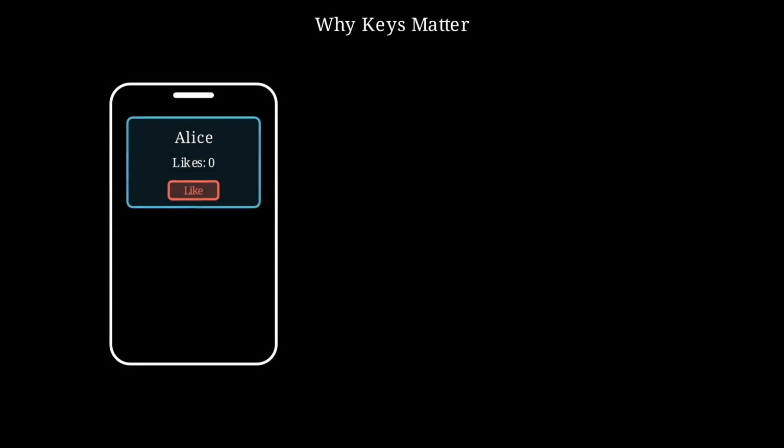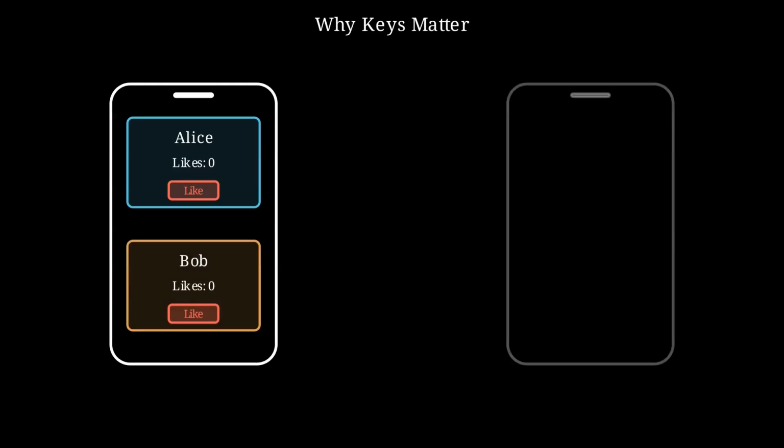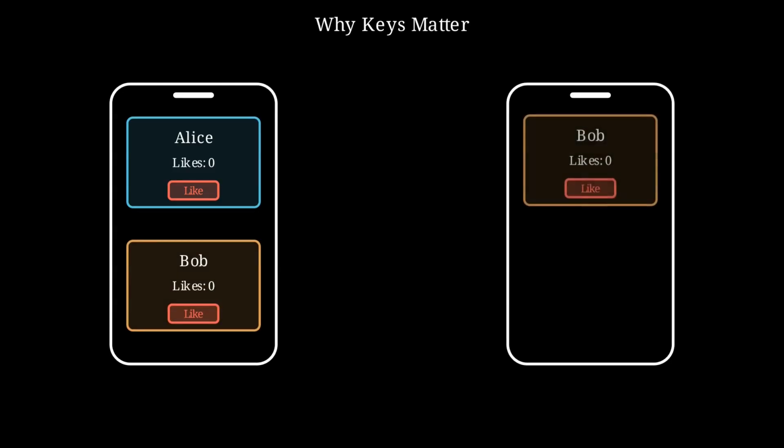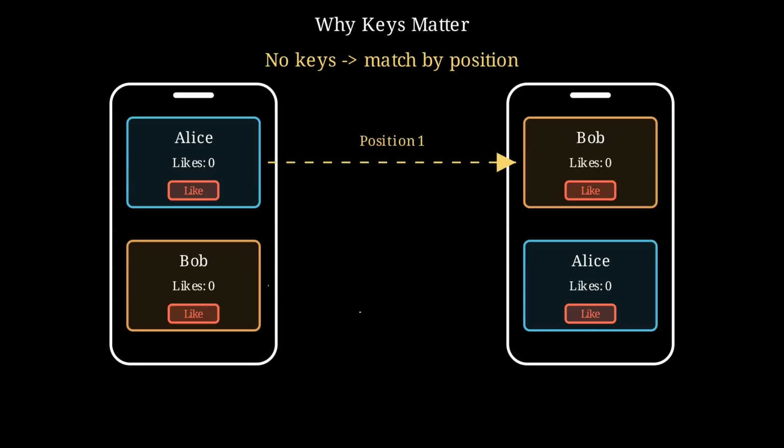Imagine we have two profile cards. First card Alice, second card Bob. Now we reorder them. Bob moves to the top, Alice moves to the bottom. Without keys, Flutter usually matches widgets by type and position. At position 1, there was a profile card before. After the reorder, there is still a profile card at position 1. So Flutter may reuse the first element for the new first widget.